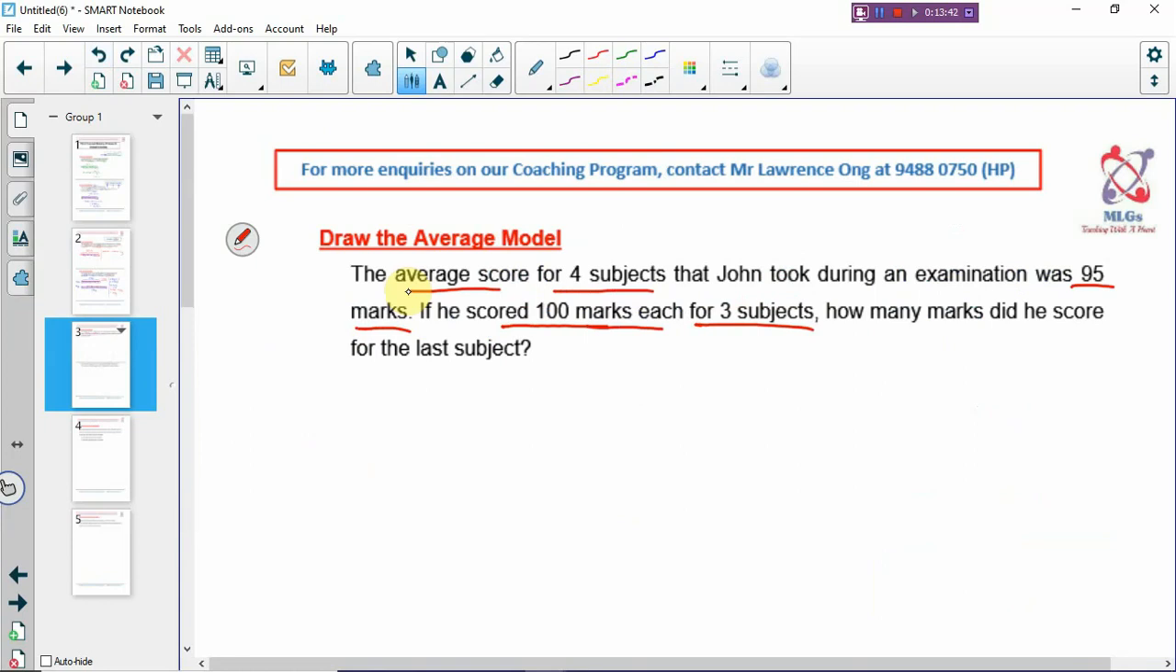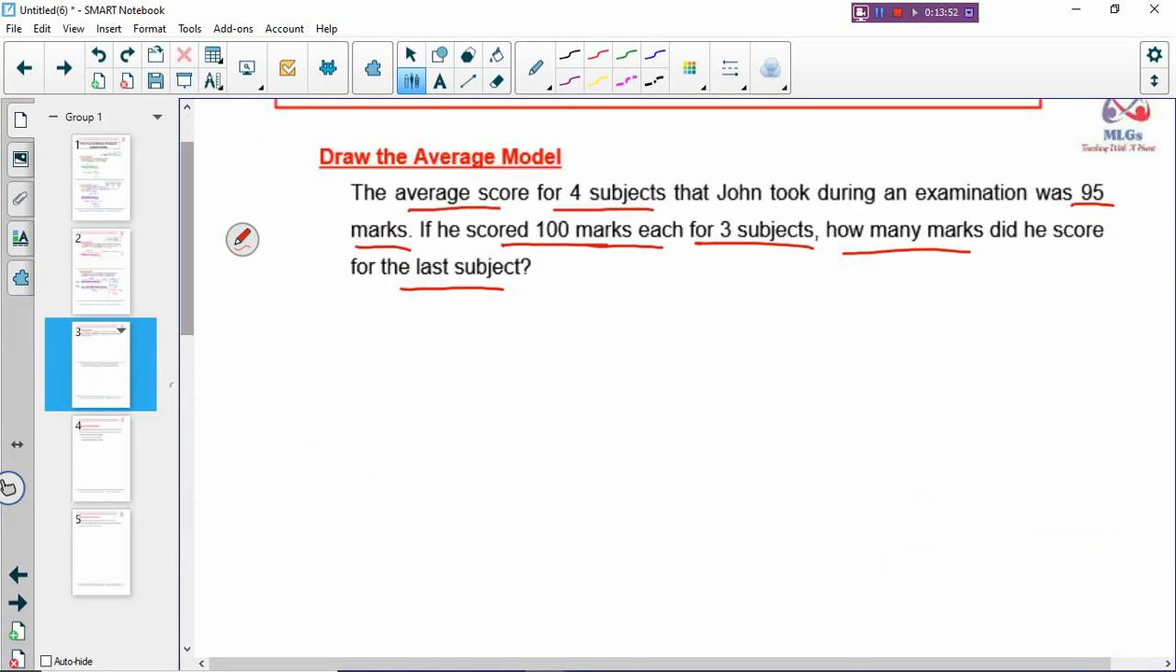So when you see 100 marks each for 3 subjects, that is another average. Every subject is 100 marks. So how many marks did he score for the last subject? Alright, so let's draw the model. You always start with a rectangle, and you always draw from the beginning to the end.